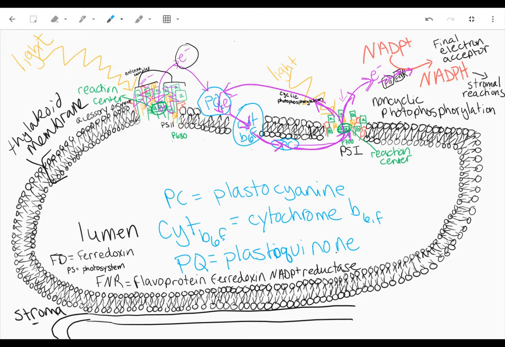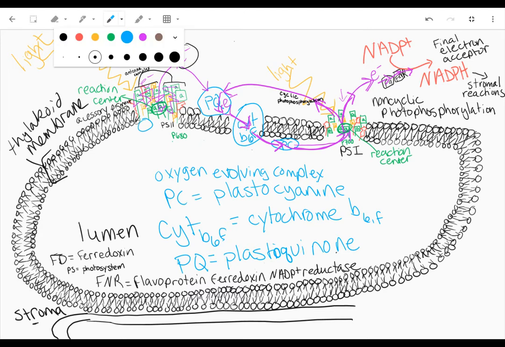So there's another piece to photosystem 2, and that is called the oxygen evolving complex. And as its name suggests, during this process, we're going to get oxygen out.